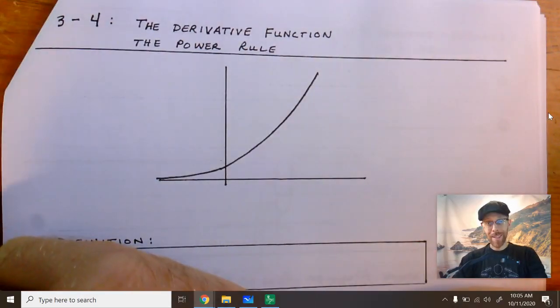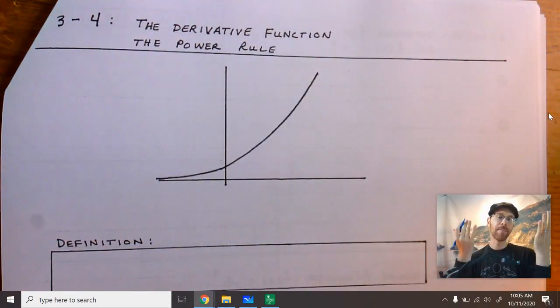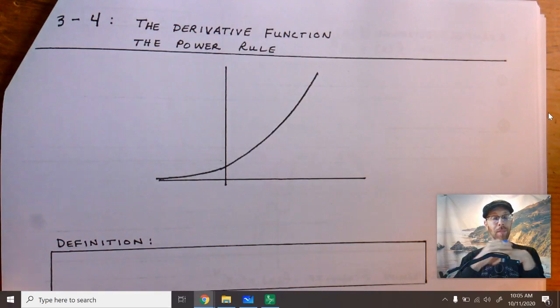Hello, everybody. Mr. Klein here, in a hat. It's fun. I'm running out of hats. If you have some hats that you'd like to donate to my cause, send them to this address right here.